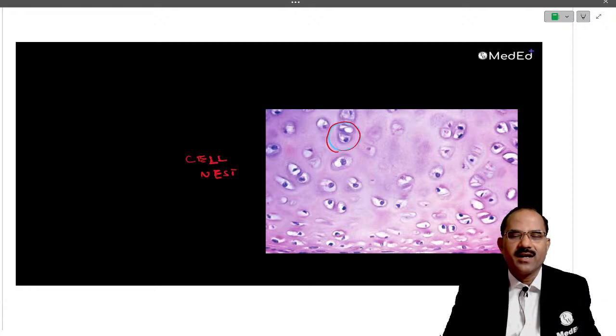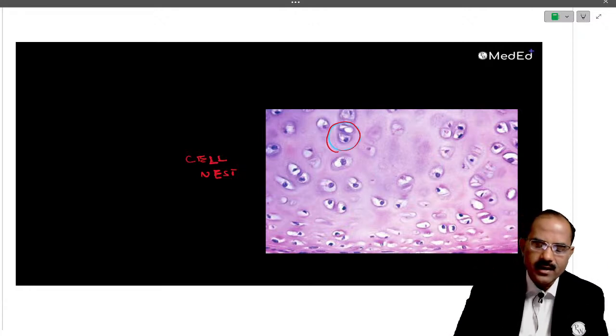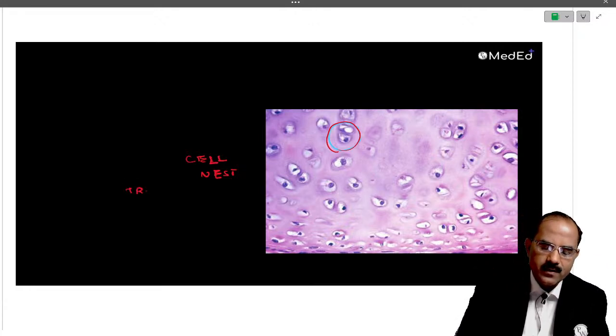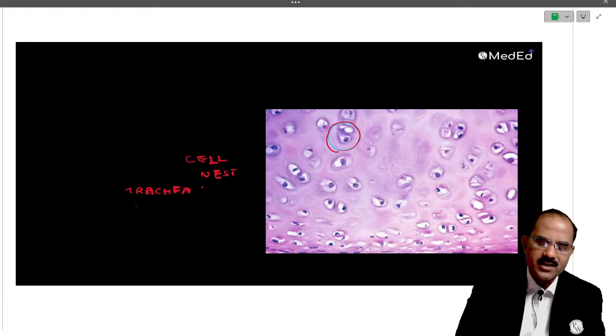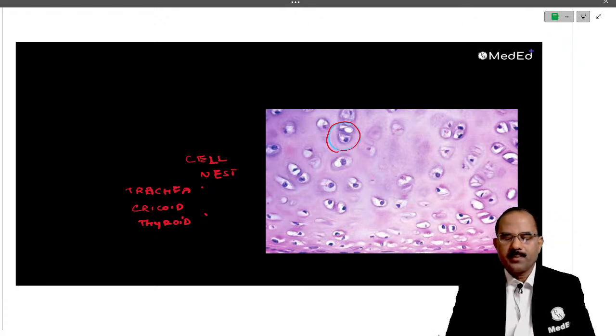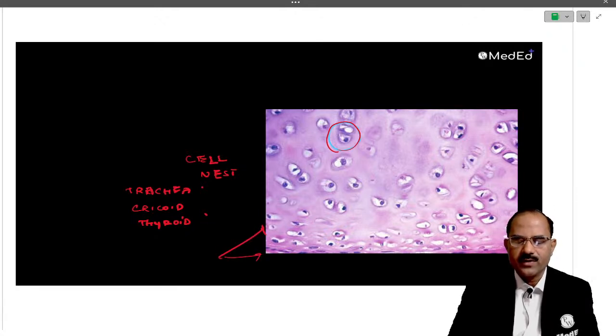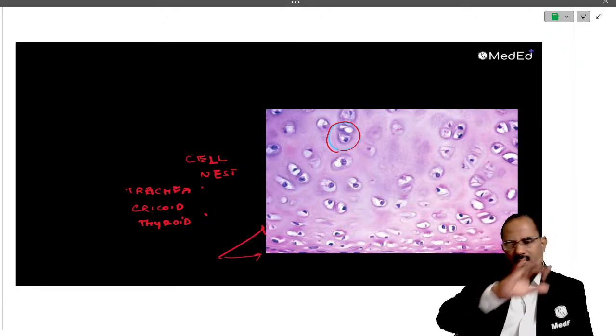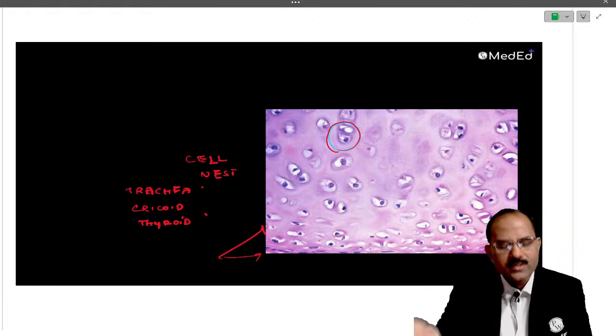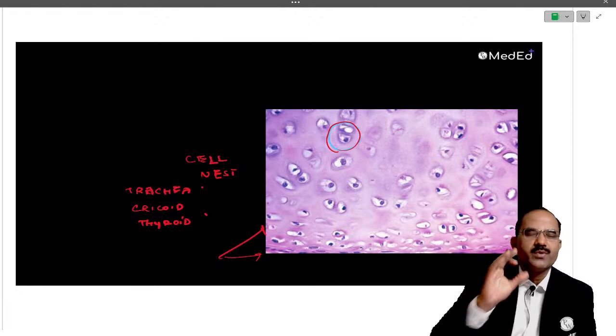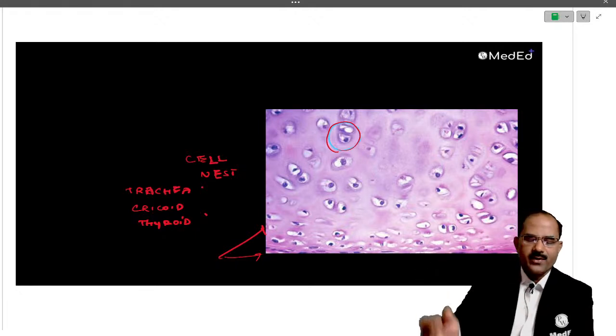This is hyaline cartilage. Where do we get this hyaline cartilage? This is trachea. Yes. Anywhere else do we get hyaline cartilage? Cricoid, thyroid. We get hyaline cartilage. Okay, perichondrium is present. Chondrocytes are found in groups. The ground substance is amorphous, glass-like, hyalos. So that's hyaline cartilage. I've told you the sites: trachea, cricoid, and thyroid.